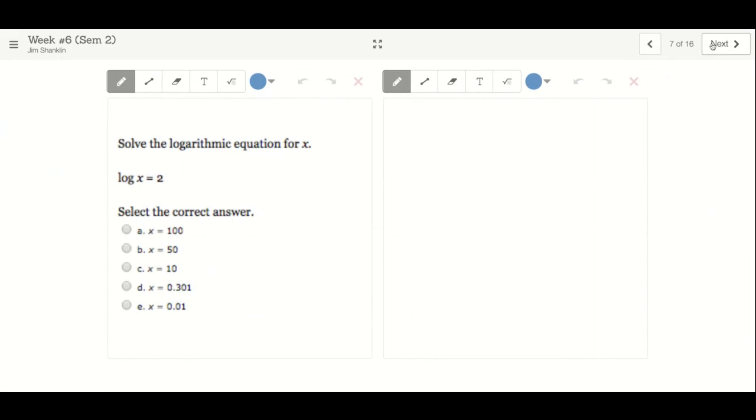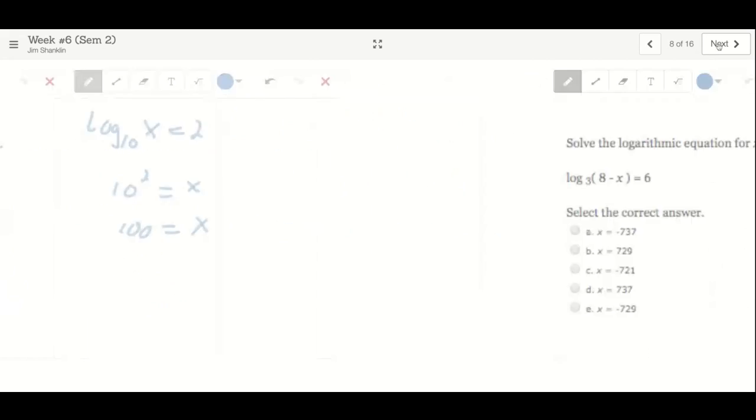I have the log of x equals 2. Again, I'm going to take this logarithm and rewrite it as an exponent. So I've got log, and remember, when there's no base, it's 10. So log base 10 of x equals 2. I'm going to rewrite this as an exponent. So 10 to the second is equal to x. 10 to the second is 100. Oh, way too easy. Way too easy on that problem. They are going to get tougher. Trust me. All right, next problem.